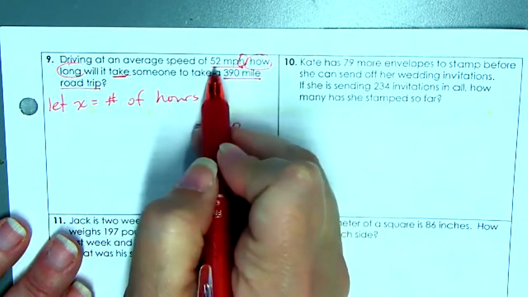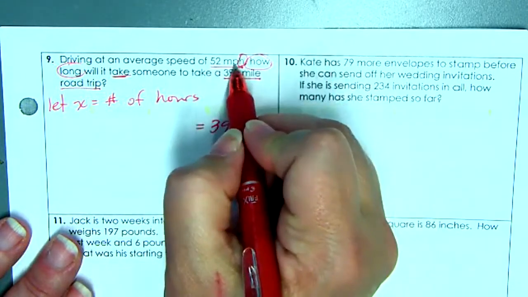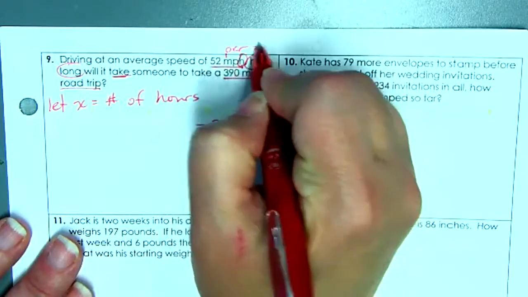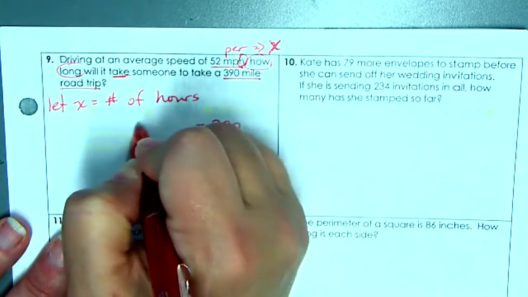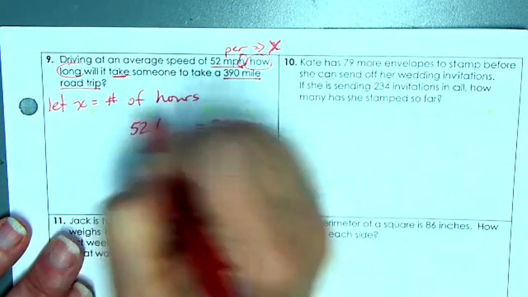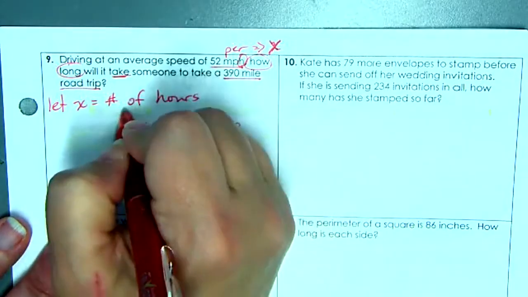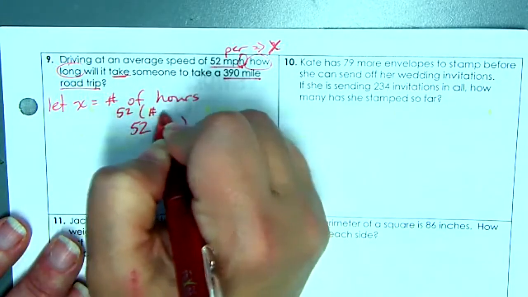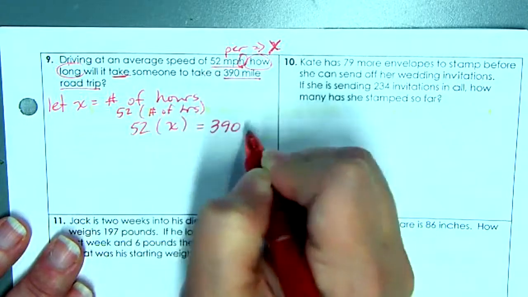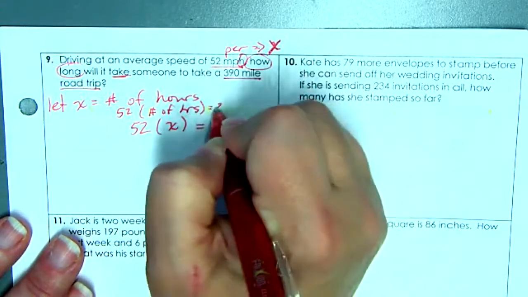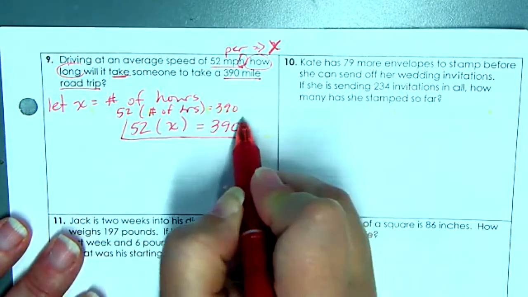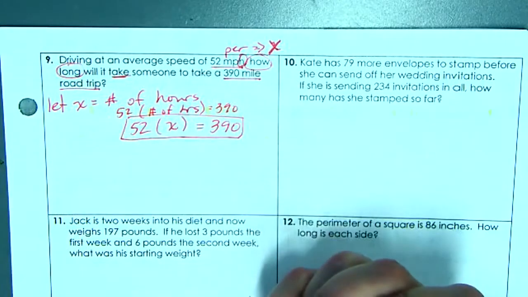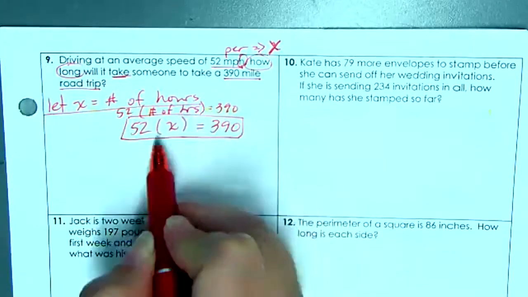All right, so how long? It's 52 miles per hour. That "per" means to multiply. So I'm going to do 52 times the number of hours, which is x. If you need to write that down, 52 times number of hours. If writing the game plan down first helps you, then write it. And now here's your equation, and we solve this. So you've got your let statement, your equation, and then you would solve. Okay, moving on.